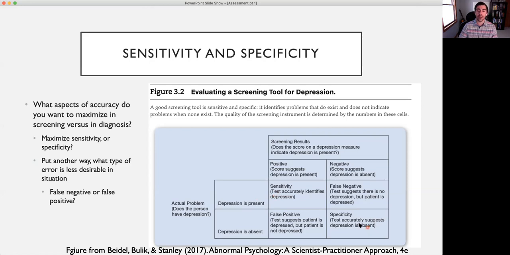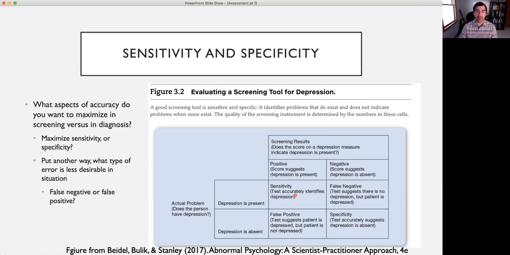The other way that we can be correct is that the score that we get suggests that the person does not have depression, and in reality they don't have depression. So again, that's a negative score. The score suggests depression is absent, when in reality it is absent. So that's specificity. So we're trying to maximize sensitivity and specificity, our two right answers, when we're doing the development of these types of screening questionnaires.